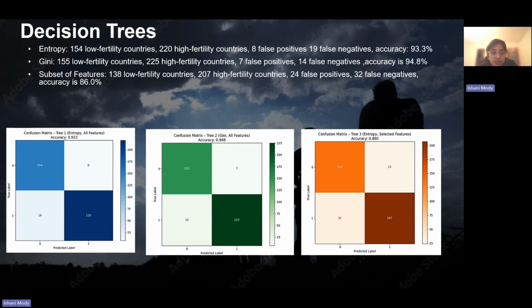The third one is subset of features. This is basically when you choose certain features to predict. Here I chose mortality rate, death rate, and life expectancy. And the results were that it correctly predicted 138 low fertility countries and 207 high fertility countries, and it had the highest false positives and false negatives, which brought down its accuracy to 86%.